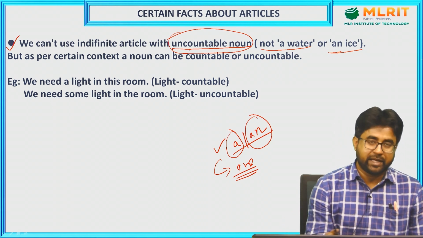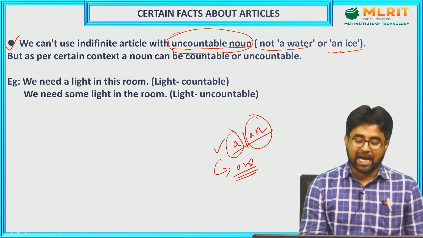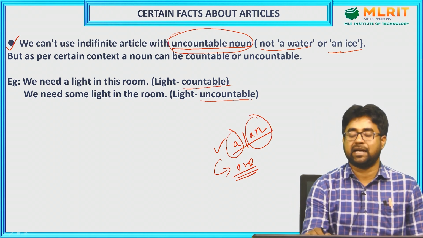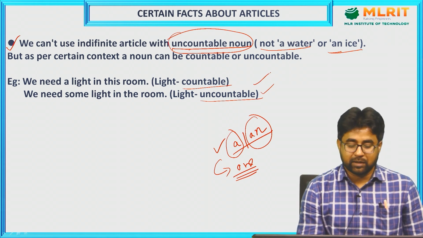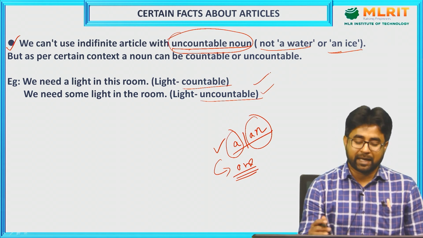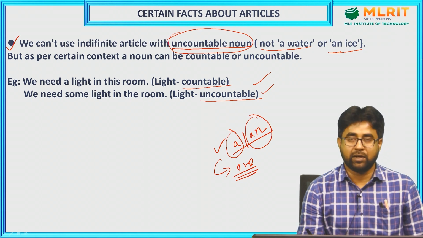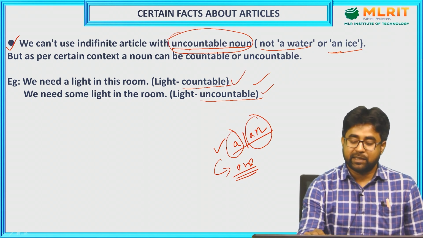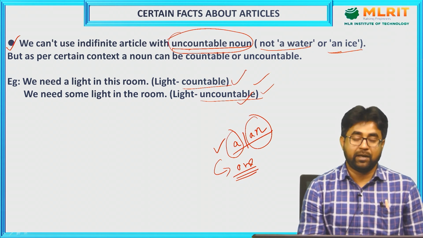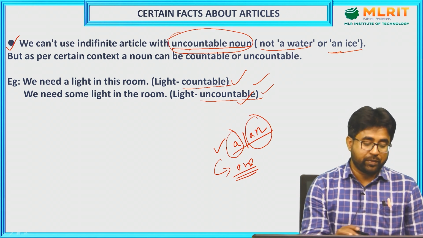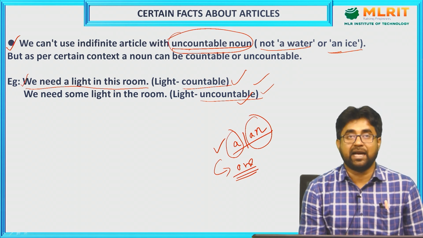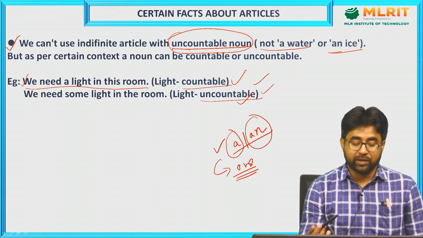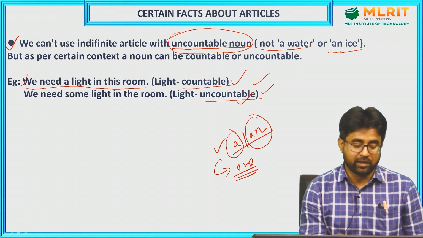Now we need to keep in mind that certain nouns can act both as countable as well as uncountable according to the context. So it's not about memorizing what are the uncountable nouns, because whether a noun is countable or uncountable will depend on the situation also. So what we need to do is analyze the context of the sentence and then decide whether a particular noun is countable or uncountable in that context.